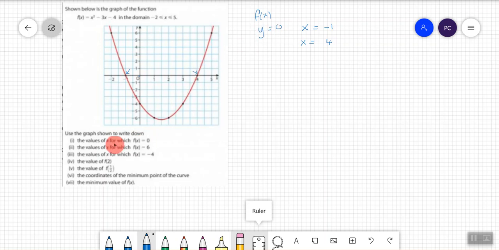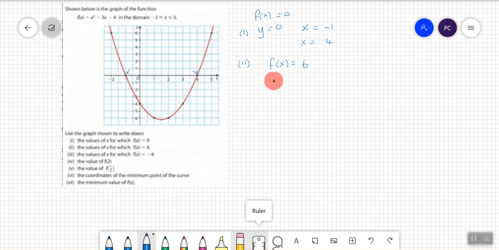Okay, so that's the answer to this first question. So that's part 1. And these are the roots of this quadratic function. So now find the values of x for when f(x) is equal to minus 6.